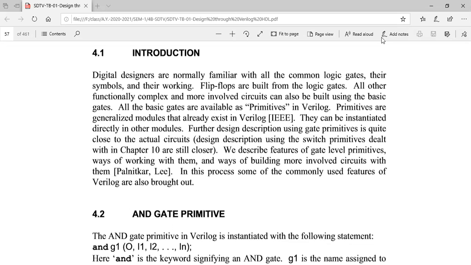In today's class, we start the second unit, that is gate level modeling, where we will see some introduction and gate primitives, module structure, and some other gate primitives, and we'll illustrate some examples.